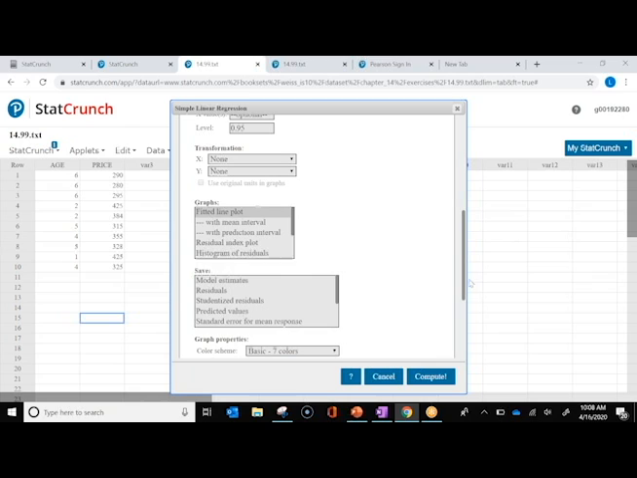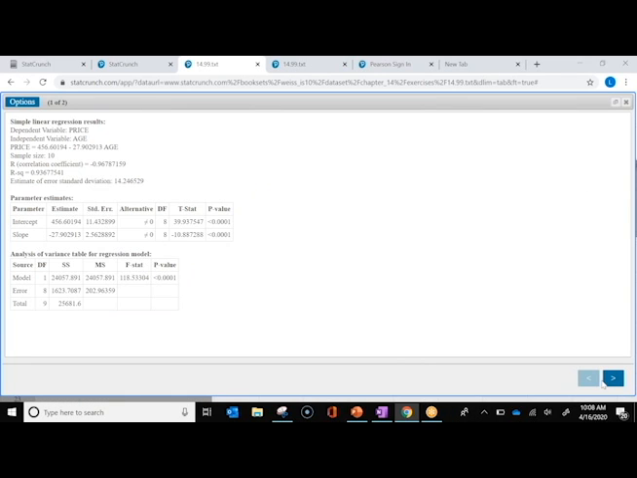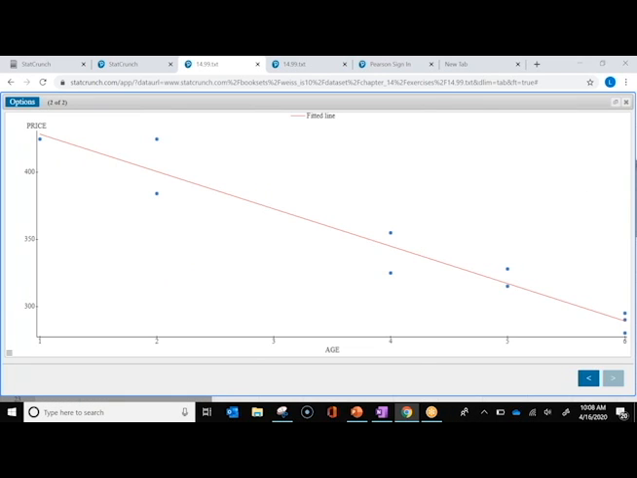Some other things that are nice: the graph with the fitted line plot is a good thing to click on. Let's hit compute and see what kind of information we're given. I want to look at the graph first, because there's the graph that we made and there's our fitted line. So that's one thing you can say.